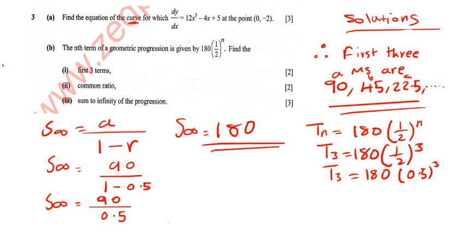When we use the calculator, 0.5 to the power 3 gives you 0.125. So we have t3 is equals to 180 multiplied by 0.125, and when you multiply there, it gives you 22.5. So this is how we found it. Clear?